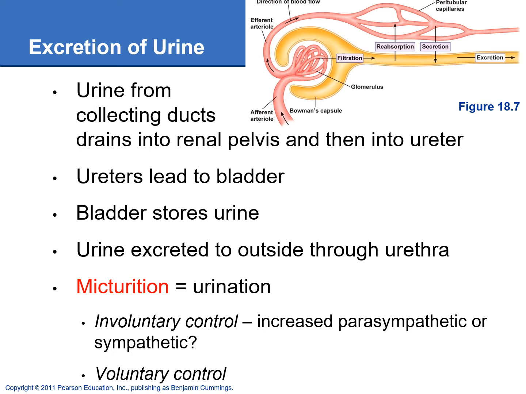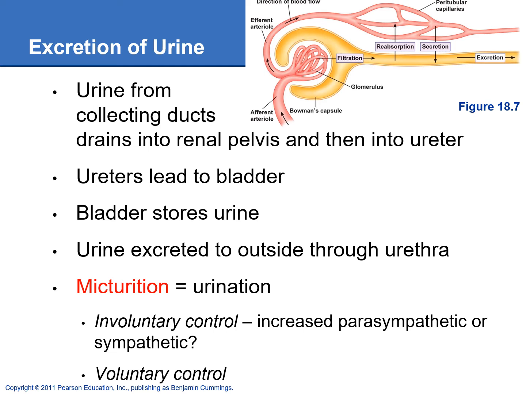And then our last step after we've made the urine is to excrete it from the body. So the urine from the collecting ducts is going to drain into the renal pelvis, which will then empty into the ureters. The ureters will then empty the urine into the bladder where it will be temporarily stored. And then during urination, the urine will be excreted to the outside through the urethra. The medical term for urination is called micturition. So you could say, excuse me, I have to go micturate, and no one will know what you're doing, but you're urinating.